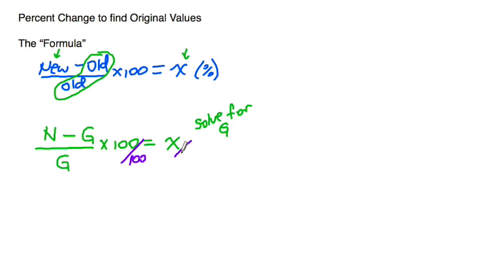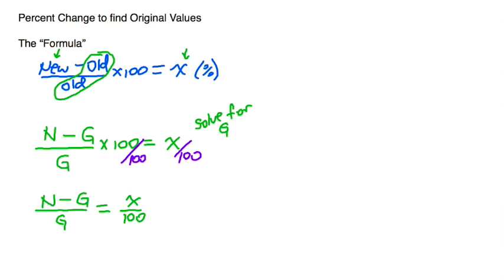And again, remember that dividing by 100 has no effect on this over here, because this whole green thing on the left hand side is one term. So the hundreds over here are going to cancel. You're left with n minus grandma over grandma, new minus old over old, is equal to x over 100. And there's nothing I can do with that, so I'm just going to leave it as x over 100.